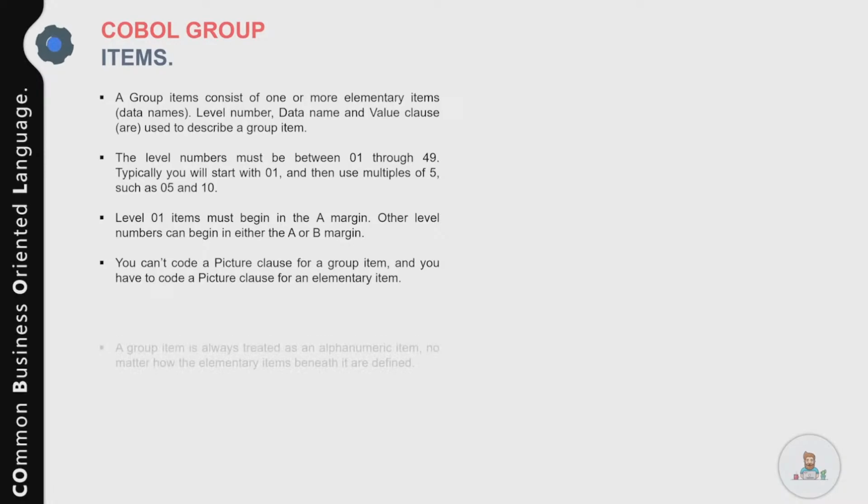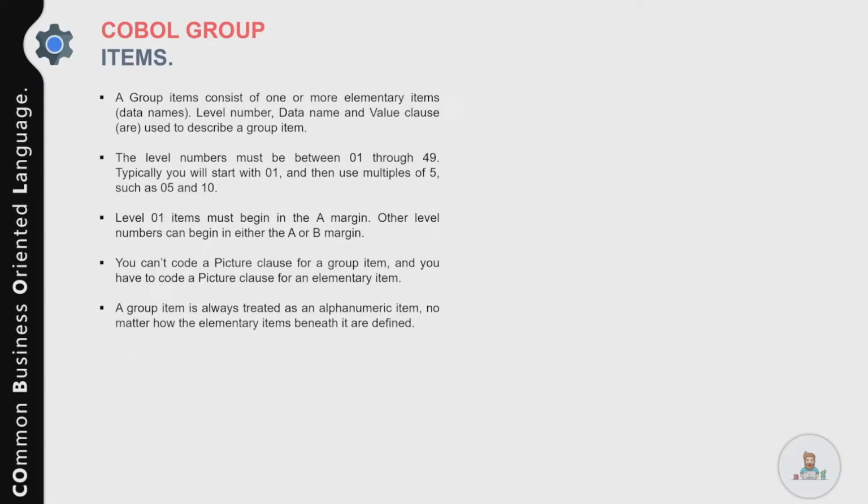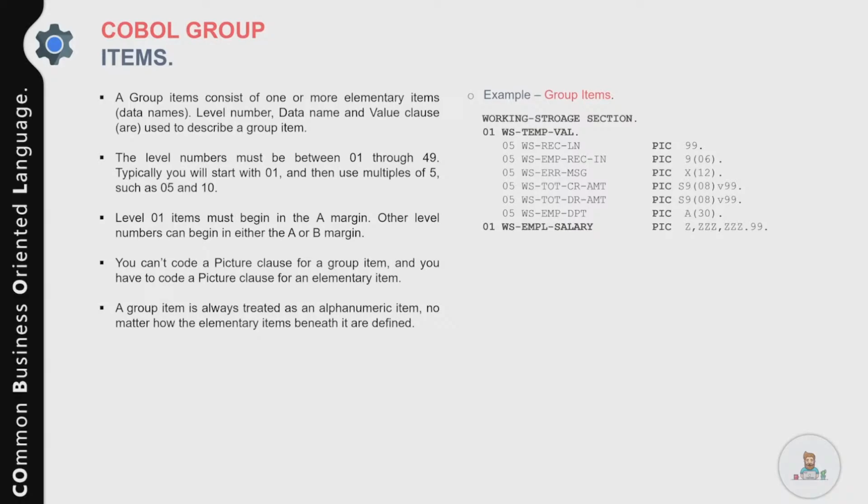Level 1 items must begin in area A. All other level numbers can begin either in area A or B. You cannot code a picture clause for a group item, and you have to code a picture clause for all the elementary items. A group item is always treated as an alphanumeric item, no matter how the elementary items in that group are defined. Now let's talk about an example so that you can understand how exactly you can define group variables in your COBOL program.